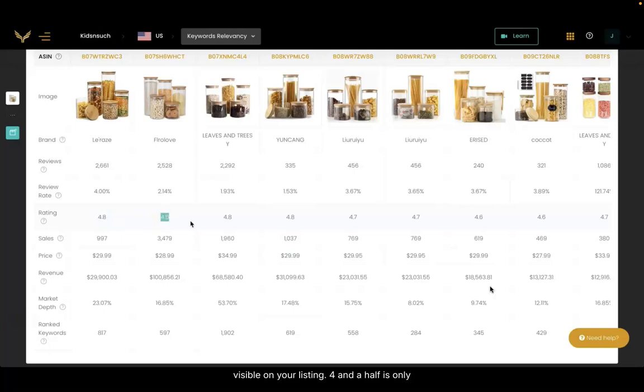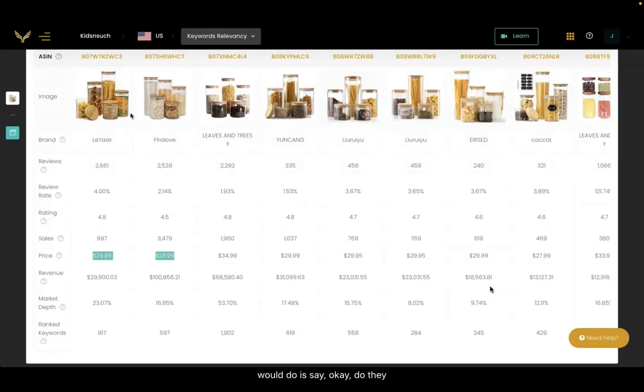4.5 stars is visible on your listing. So it stands to reason for this competitor here, I have more reviews, I have a higher star rating, and my price is only $1 more. I'm pretty darn more credible than this person or this seller.